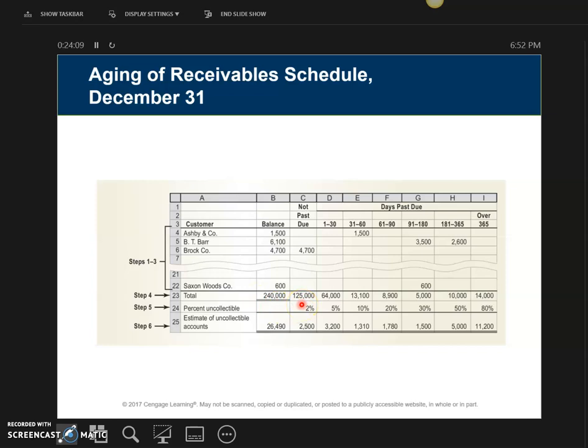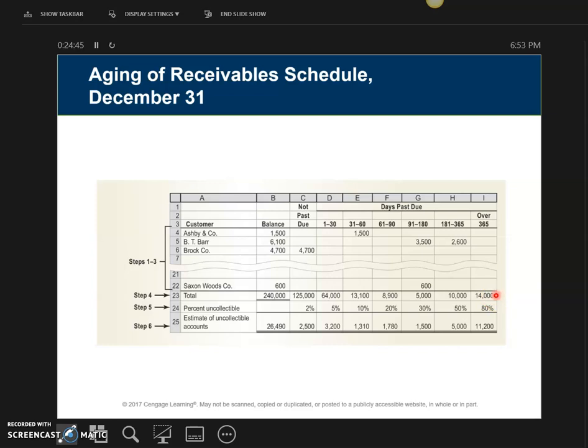Of that, $125,000 is not even past due. $64,000 is 1 to 30 days past due. So that means that the invoice dates are at least 31 days ago, but not more than 60 days ago. And as I go down, this tells me how much of the 240 is past due. If I add up all of these numbers, they will equal 240. Notice down here I have $14,000 more than a year past due.